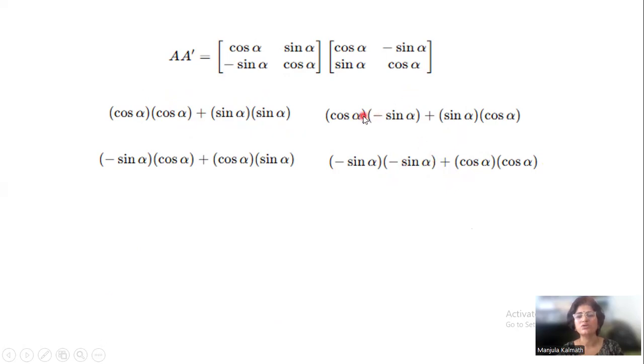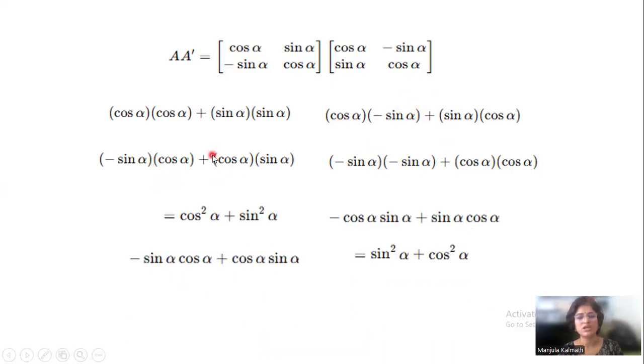And then here, by minimizing, minus cos alpha into sin alpha plus sin alpha into cos alpha. So what happens? It will be 0. That same term will be getting plus and minus here, so it is 0. And in the same way, this term also will be 0 here. So after calculating this, here it is 1 and here it is 1.